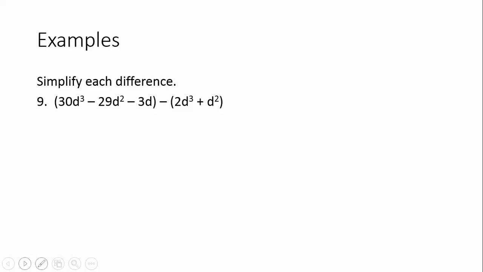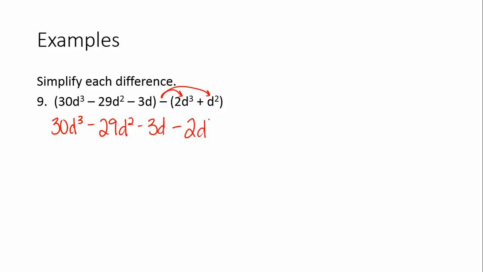Let's try another one. We have 30d cubed minus 29d squared minus 3d, and we are subtracting the polynomial 2d cubed plus d squared. So again, that subtraction sign, you can think of it as a -1, but it gets distributed through the back parenthesis. So it becomes a minus 2d cubed and a minus d squared.